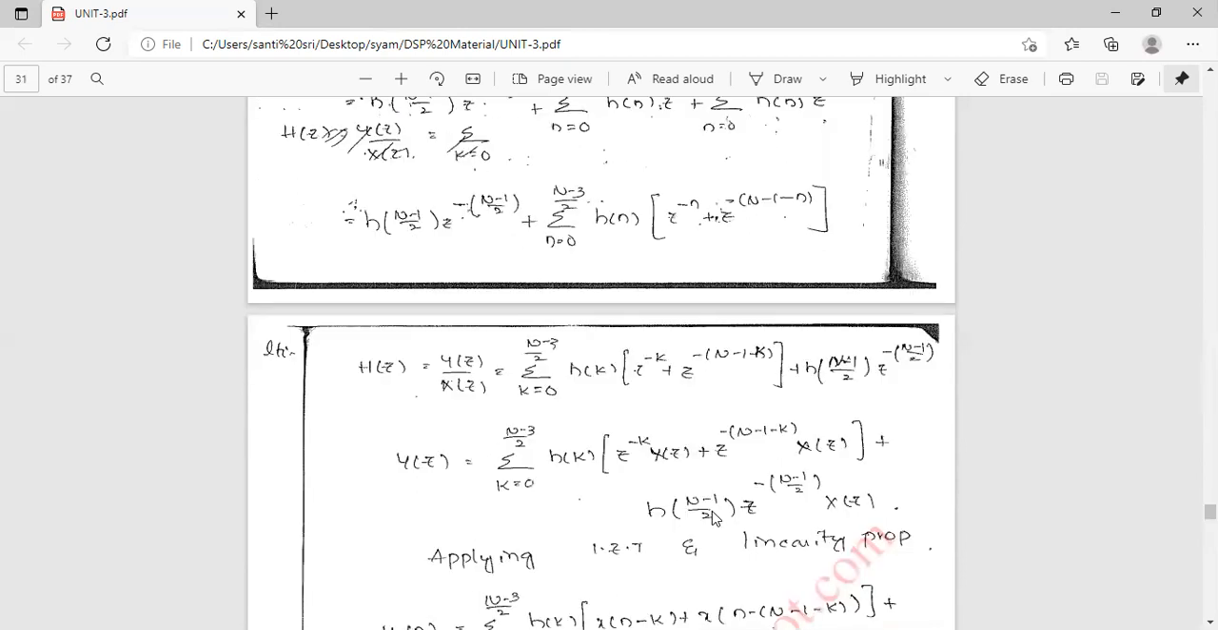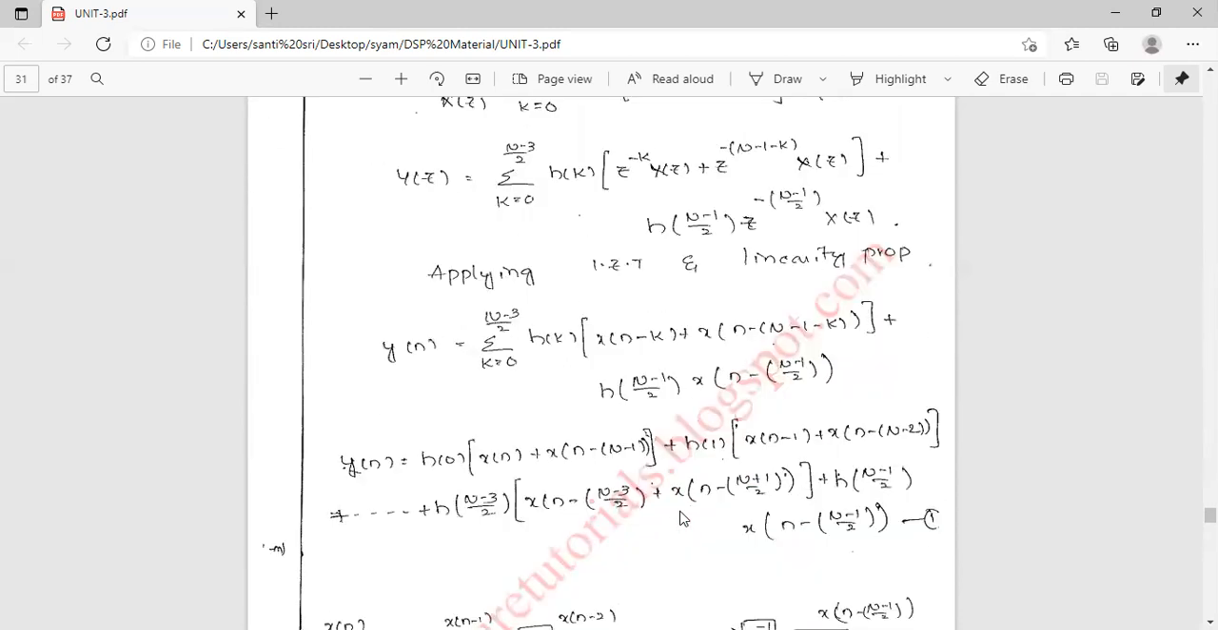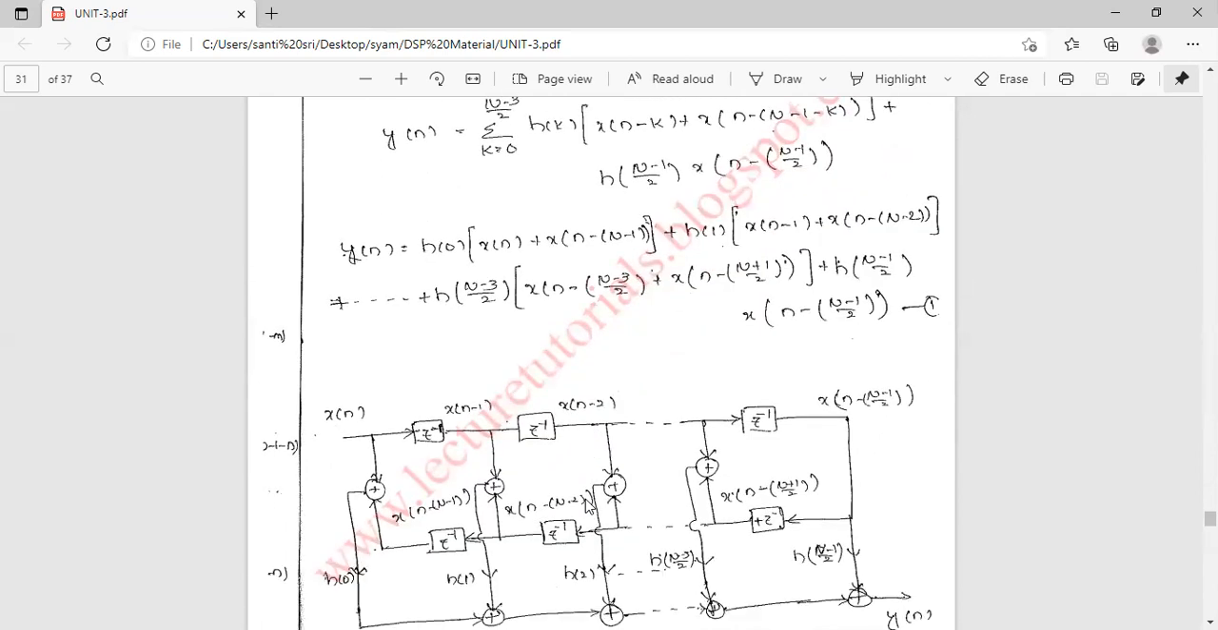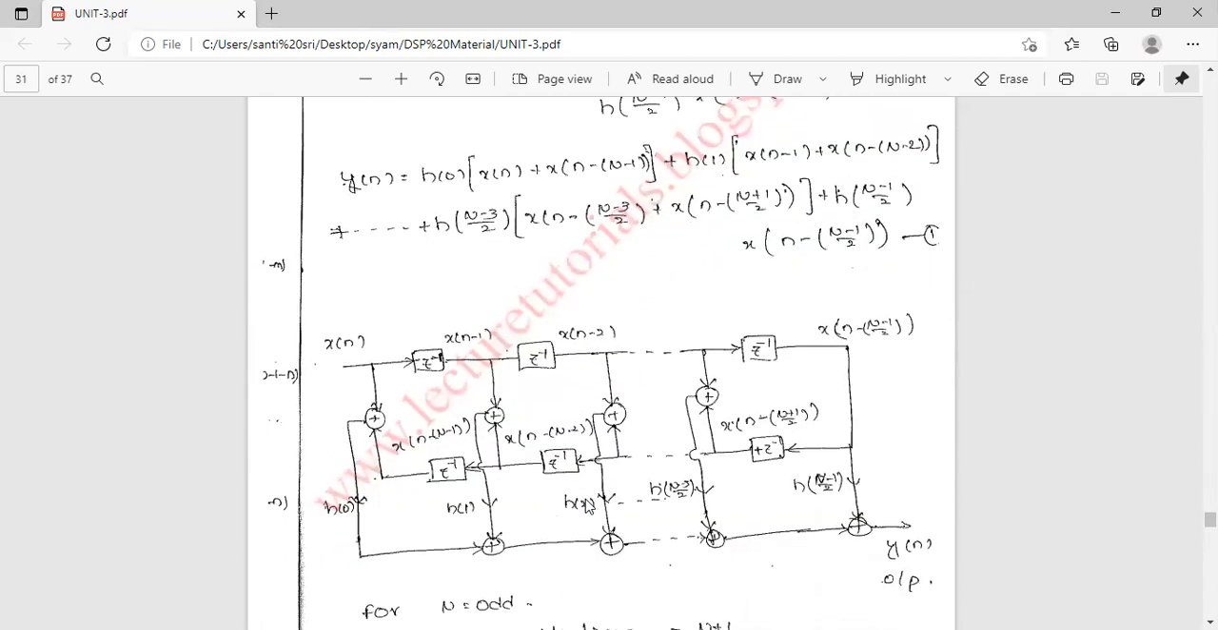Okay, so Y of z will become X of z into this entire thing. So after that we will apply inverse z transform so that we will get y of n as this expression. For this we will draw the diagram. x of n, okay, next x of n minus n. Both are added, and this one and this one are added and multiplied by h of 0.